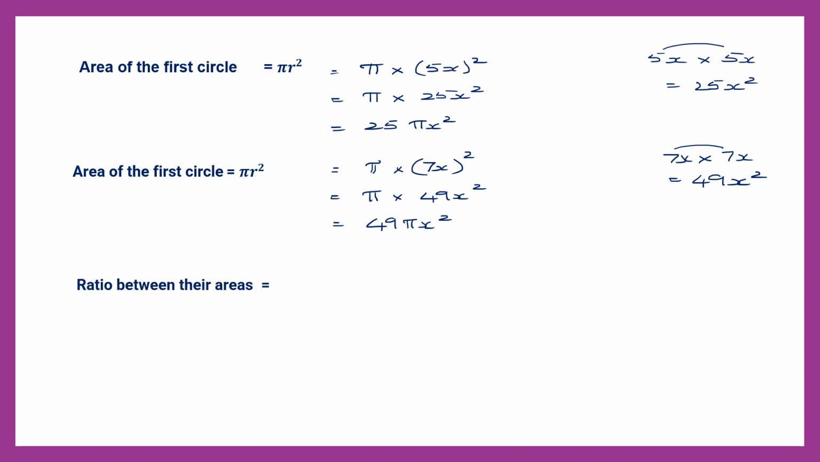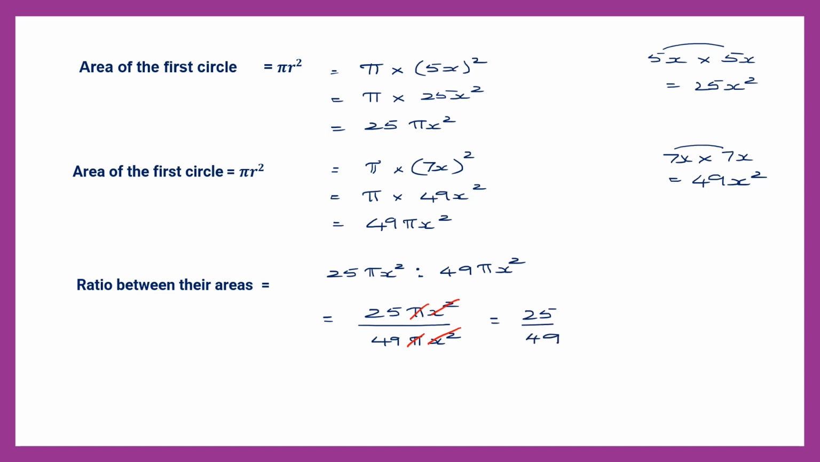So the ratio between the areas will be 25 pi x square is to 49 pi x square. So let's write this as a fraction. 25 pi x square divided by 49 pi x square. Let's cancel what we can. I can cancel the x square and the x square. I can cancel pi and pi. Now 25 by 49 cannot be reduced further. So this will simply be 25 by 49.